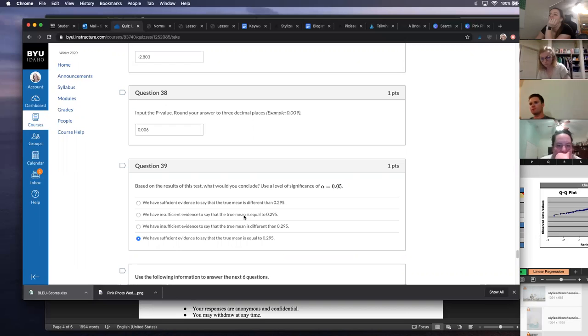So in this one, again, your p-value is less than your level of significance. So we would say that it would be different, because we couldn't say that we have sufficient evidence to. So the reason that D is wrong is because we wouldn't ever have sufficient evidence to say that it's equal. We would only have insufficient evidence to say that they're not different. Does that make sense? Yeah.